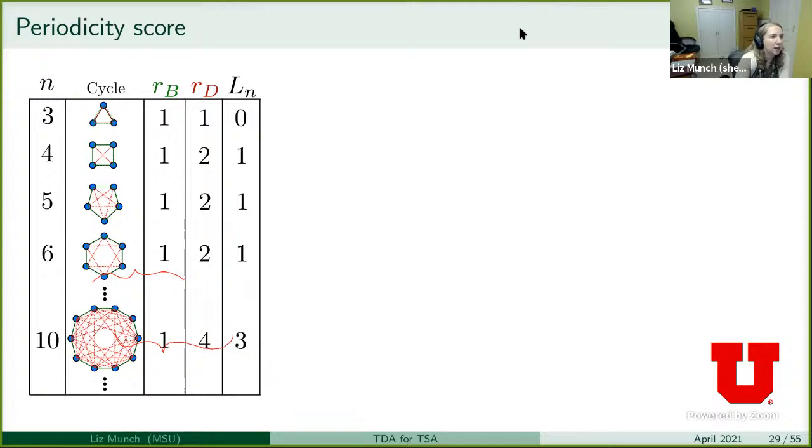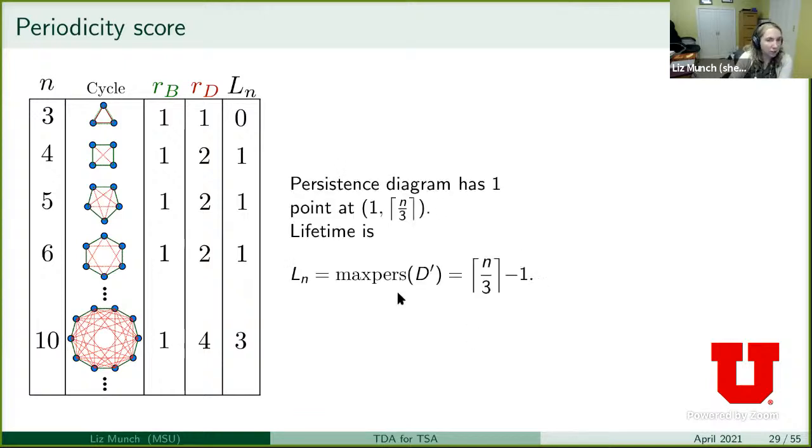So in this setup, you can ask the question, what would my birth and death time be of the single point in the persistence diagram if I just gave you a cycle graph? In this case, you can sit there and compute floor and ceiling functions. But if you give me a cycle graph of length n and you compute its persistence diagram, you end up with a point at 1 comma the floor of n over 3, based on where things match up. And so our lifetime ends up just being the ceiling of n over 3 minus 1.